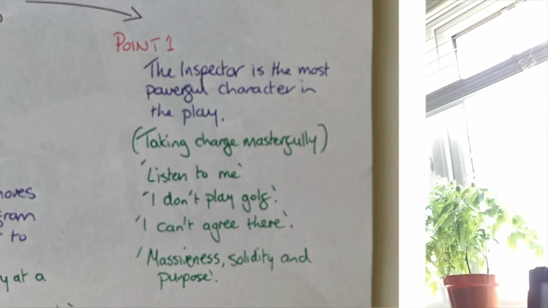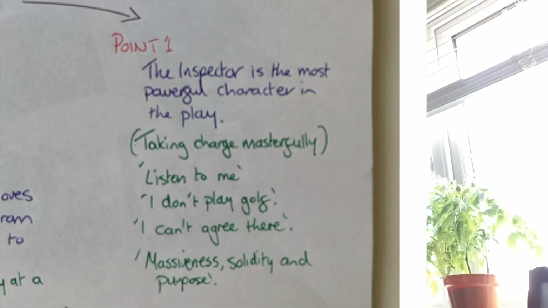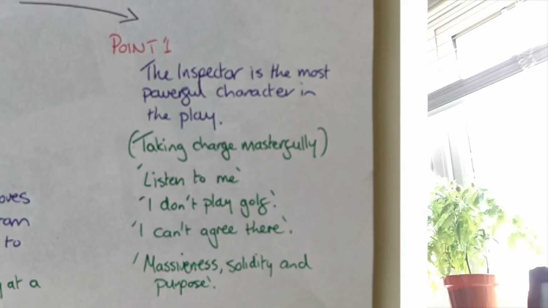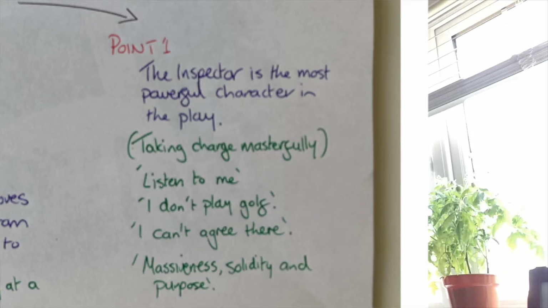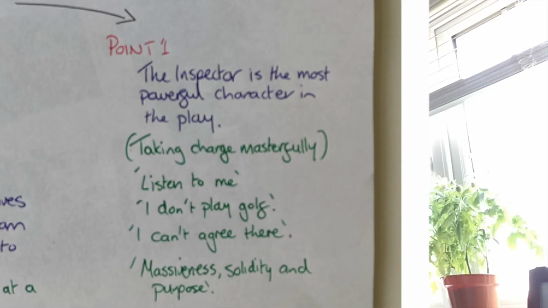So we have things like the stage direction, which I put in brackets here, "taking charge masterfully". The fact that the inspector can change the situation and take control of it shows his power. The fact that he offers imperative commands like "listen to me" is a really significant aspect, the fact that he can command an audience to listen to him straight away. The fact he can make declarative sentences like "I don't play golf" and "I can't agree there", and he's self-assured enough to be able to do that to the characters who are of a higher social status than him, and he has the power to be able to do that.